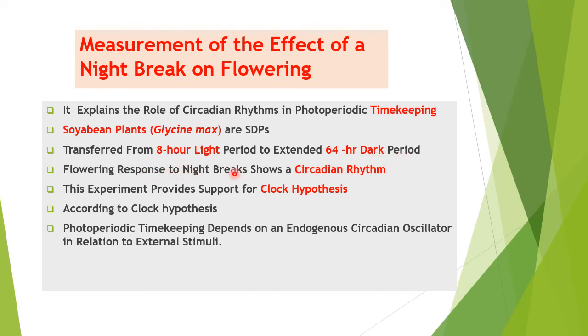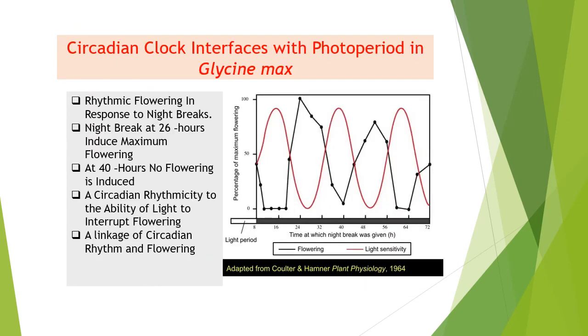Flowering response to night breaks shows a circadian rhythm. This experiment provides support for the clock hypothesis. According to the clock hypothesis, photoperiodic timekeeping depends on an endogenous circadian oscillator in relation to the external stimuli. So there are two stimuli. One is the internal stimuli, that is the internal rhythm, which is by means of the biological clock. And the second is the external stimuli, which can be temperature, which can be light, which led to the clock hypothesis. So this experiment is done on Glycine max.